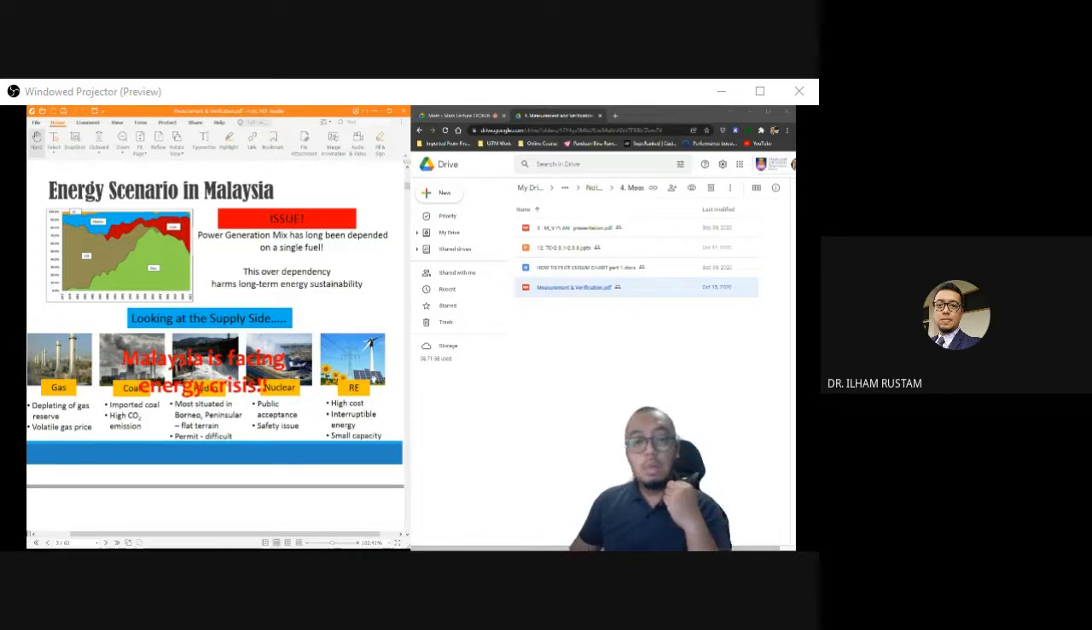But for solar panel, maybe musim tengkujuh macam kat Terengganu sekarang ni, there's not enough sunshine, so the energy being produced can be interrupted. It's not consistent. And also at the moment, the capacity is quite small, but I don't think this is true, especially for solar panel that nowadays is quite efficient. And also the technology behind renewable energy right now is very good in terms of efficiency. So this is subjective lah, small capacity.